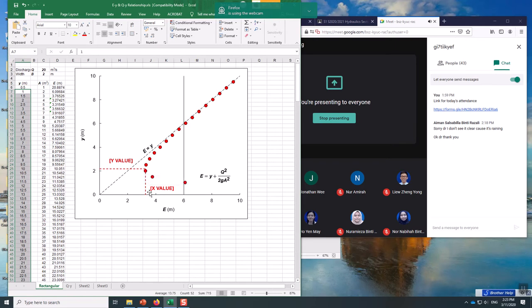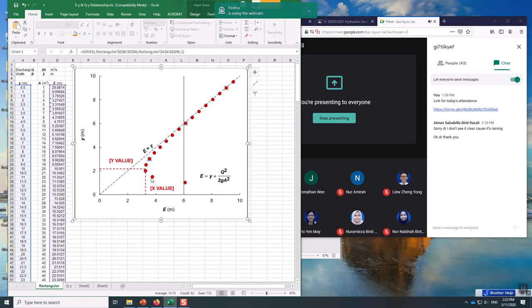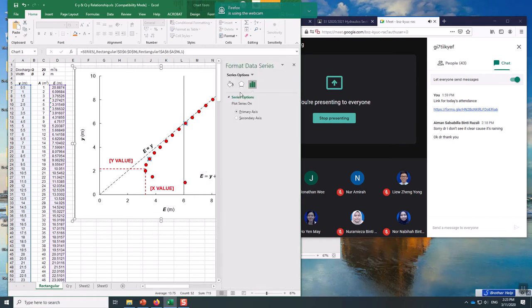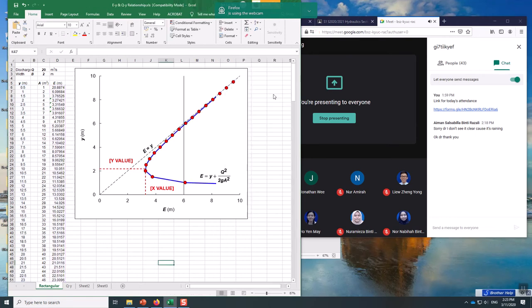Now, if I want to show my graph using just a line graph, you'll get this. I'm just connecting all the points, and at different depths, you'll have different specific energy. So what I'm trying to say here is, at two different depths, one depth at supercritical flow and the other depth at subcritical flow, you can actually get the same specific energy.